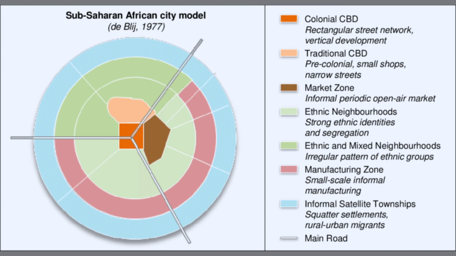Around those we see either ethnic neighborhoods that are segregated or ethnic and mixed neighborhoods. And there are informal satellite townships similar to the squatter settlements that we see in South American cities on the outside of the factory zone. You see that there are main roads that go through all three of those.